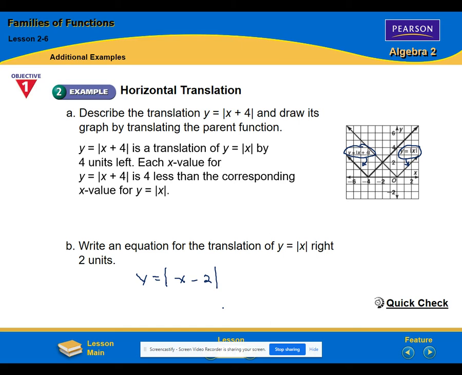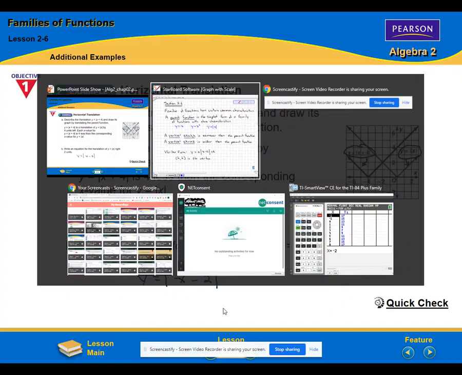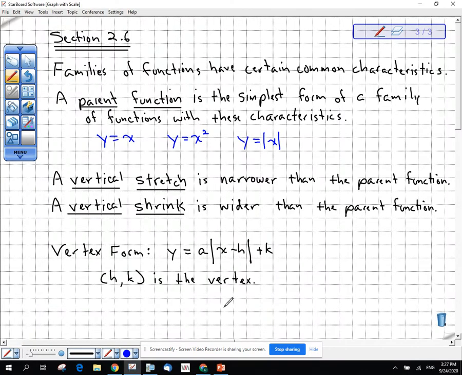Okay. So then, back to the notes here. We'll talk about something called a vertical stretch. A vertical stretch is narrower than the parent function. Of course, we're talking about absolute value functions right now. It's narrower. Basically, we're talking about something like this.